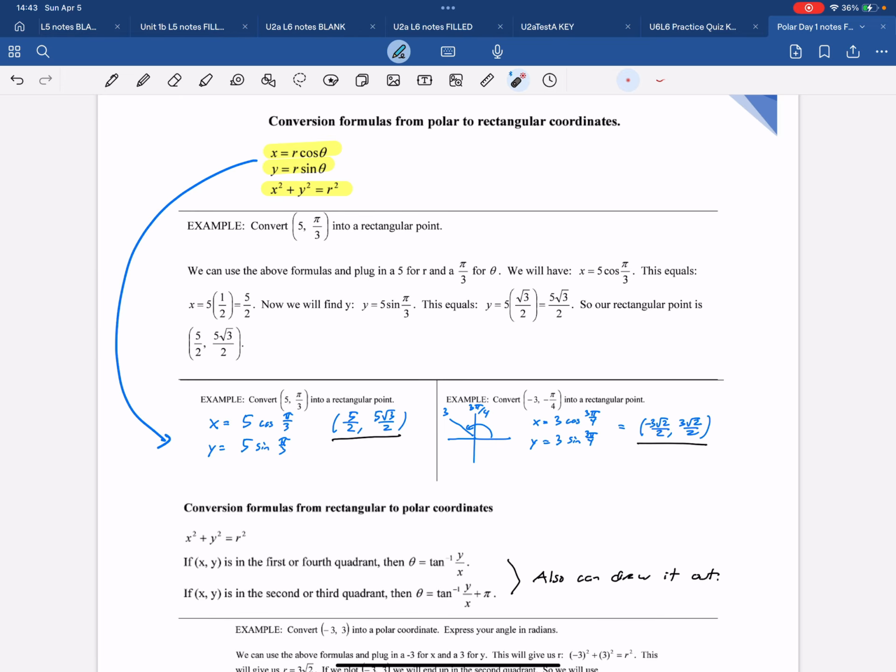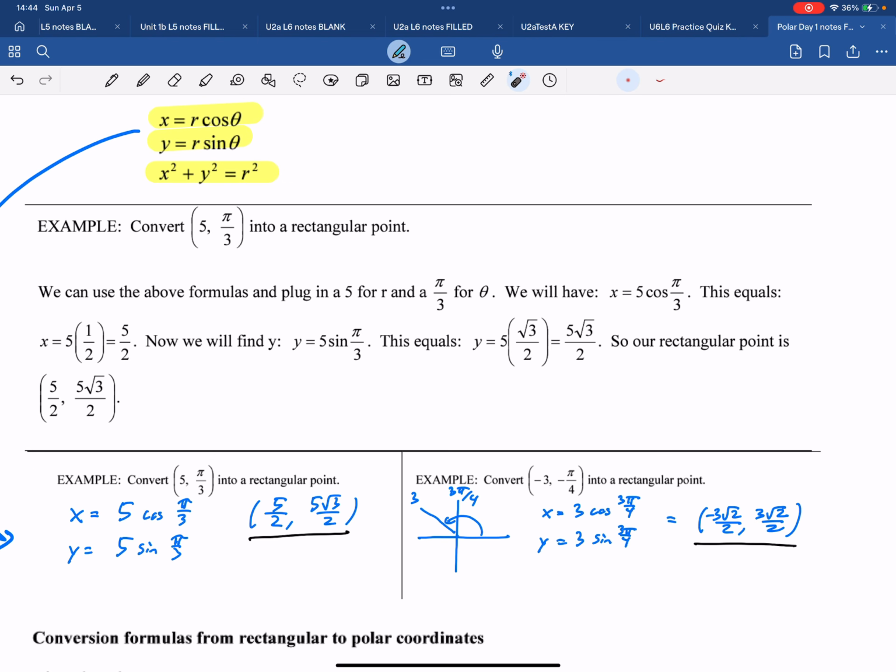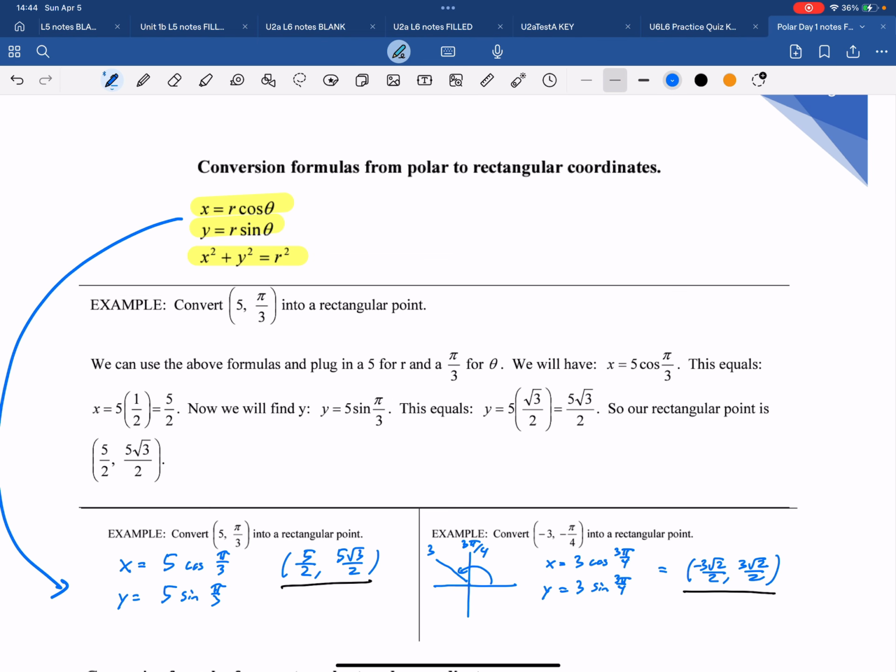Okay, so for the rest of today's lesson, we're not going to do really any graphs today, but we're going to talk about converting from one form to the other. A couple formulas you just have to memorize, and actually we can draw it out. I should do this, and it will make a lot more sense.